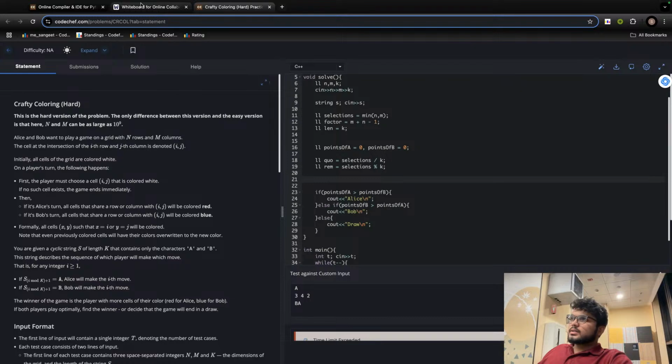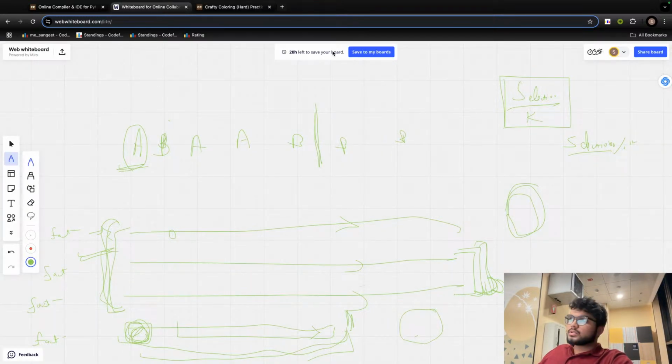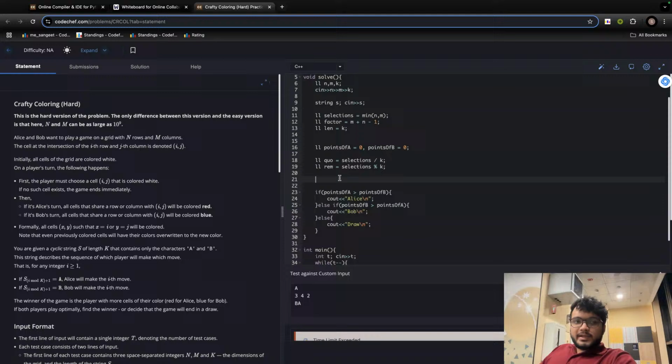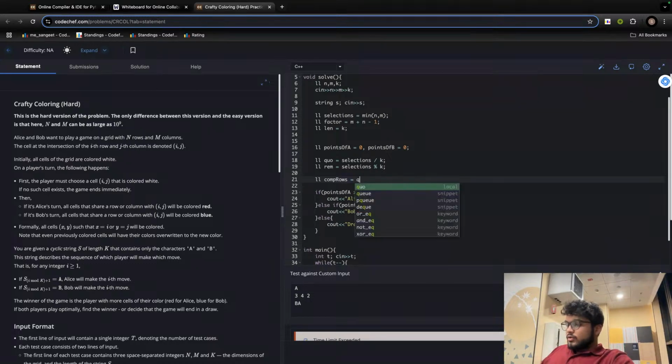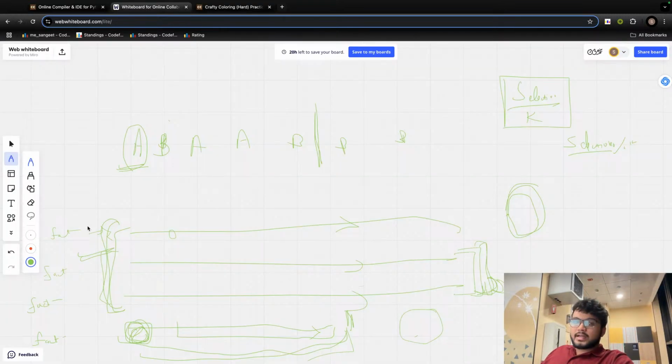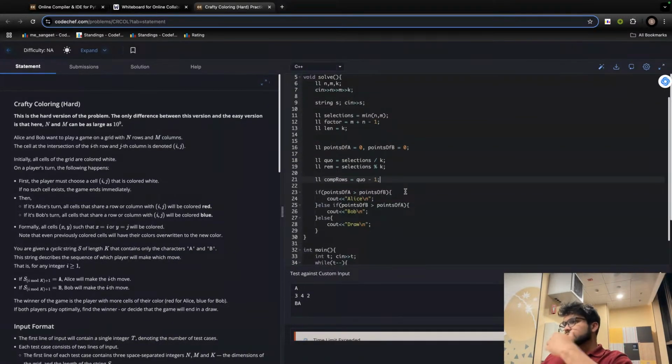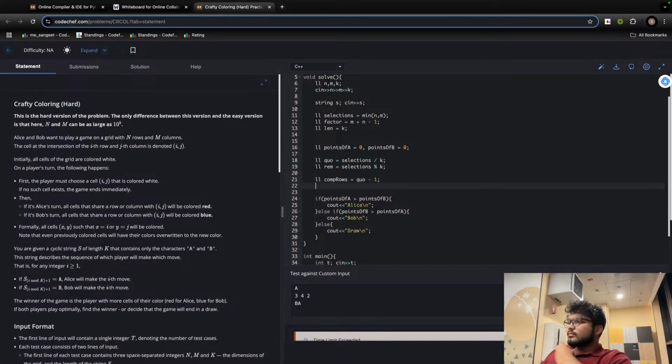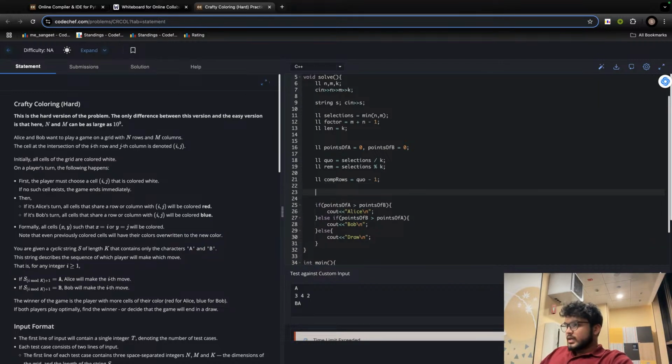Now let's try to calculate the number of these complete rows. What will be the complete rows? These will be quo minus 1. Why minus 1? Because we are subtracting this row. Okay, I think we have done our job.